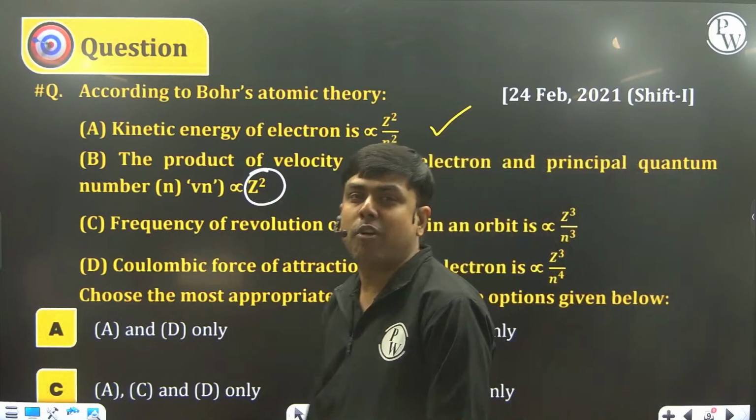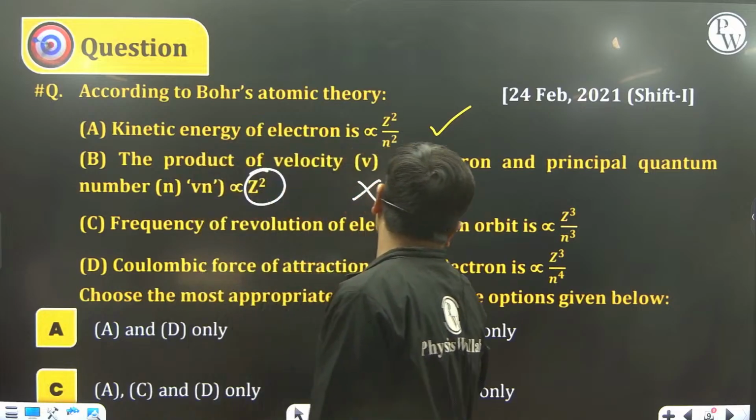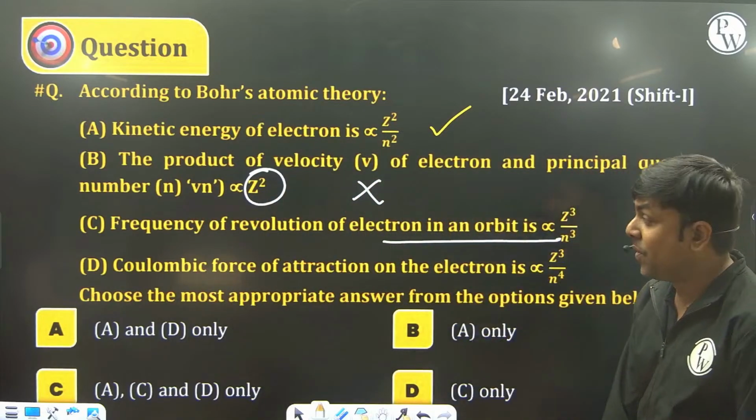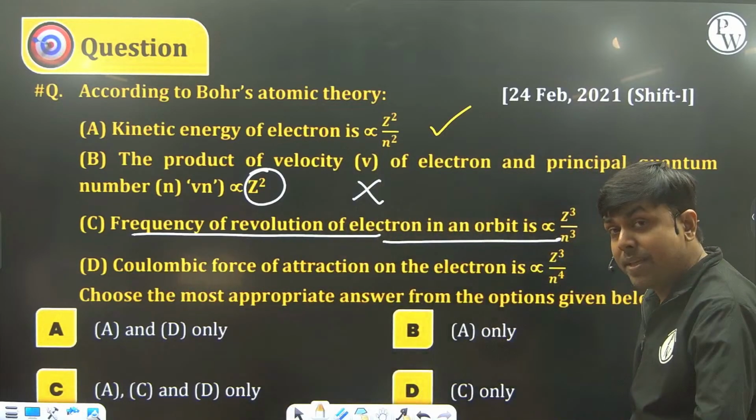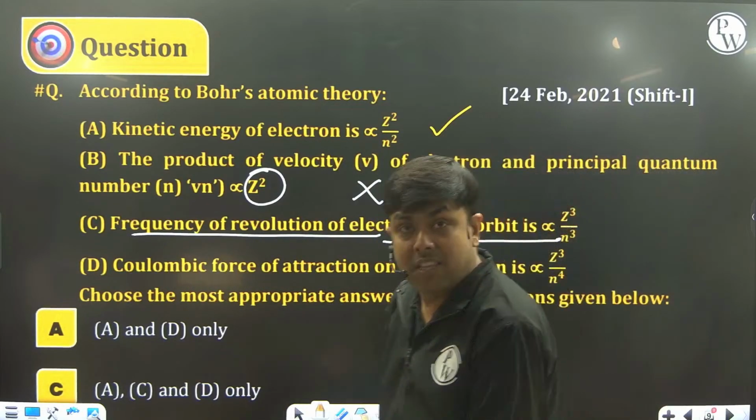Frequency of revolution of electron in nth orbit. Once again, a very typical option, but an important one. May be asked even in any of the attempts this year also.